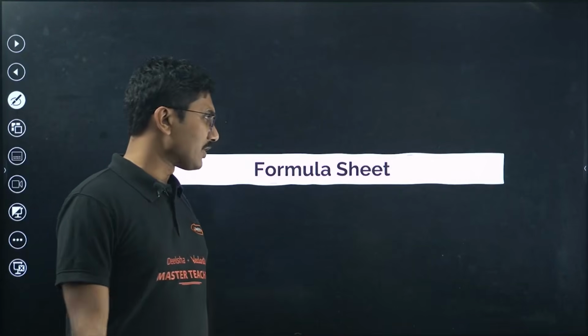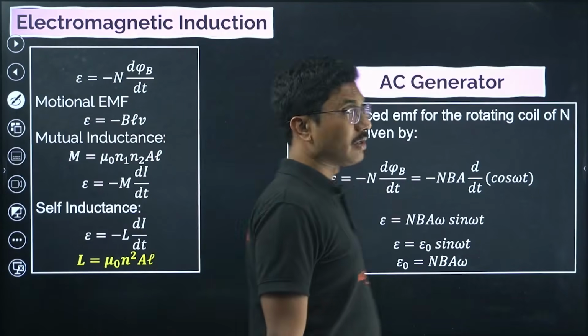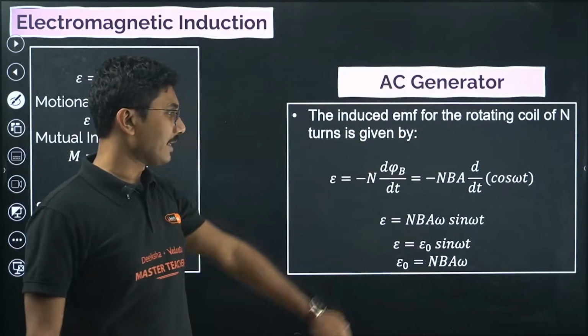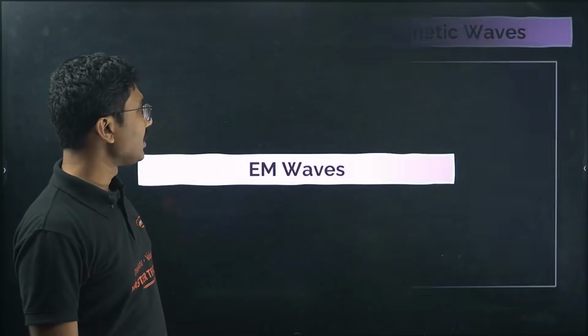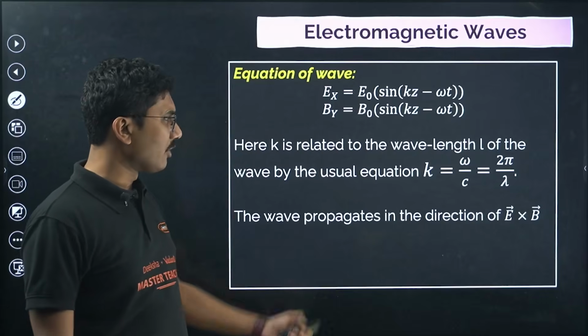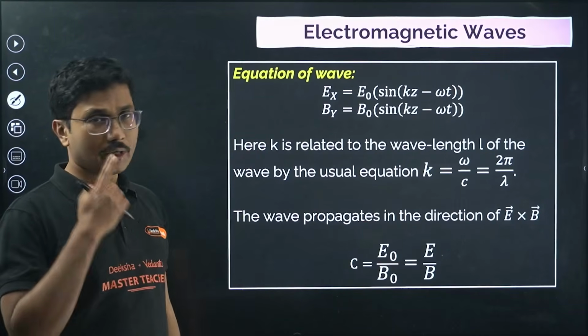Now the formula sheet. As usual I am giving you a formula sheet for both the chapters. Here is the electromagnetic induction formula sheet, here is the AC generator formula sheet. Next we have EM waves. Not too many formulas are there, but the equation of wave and the speed of light. You should remember these formulas. Based on this we can get 1 or 2 questions.